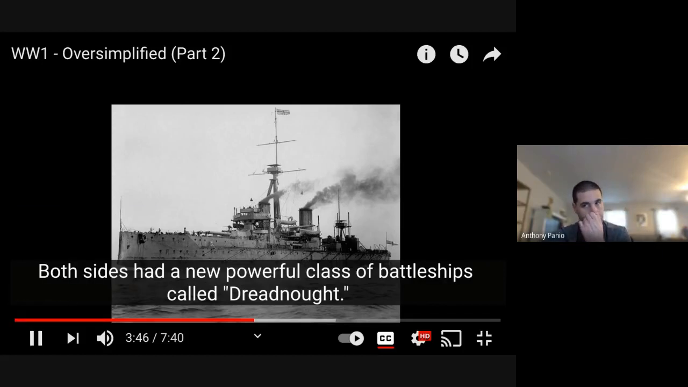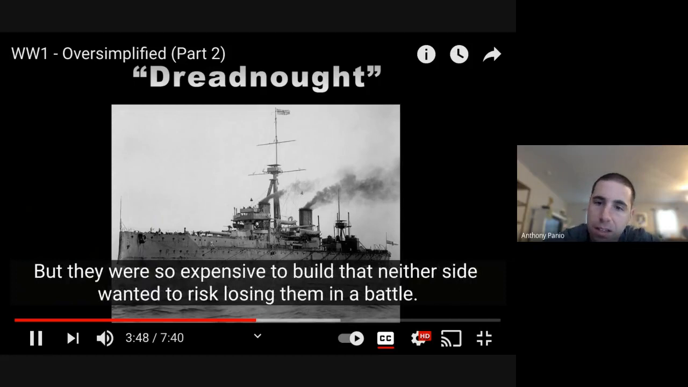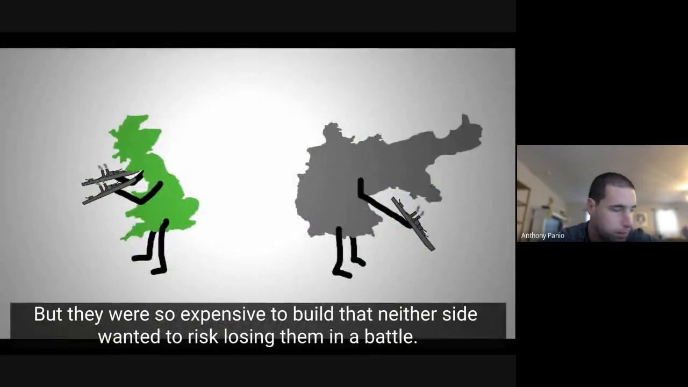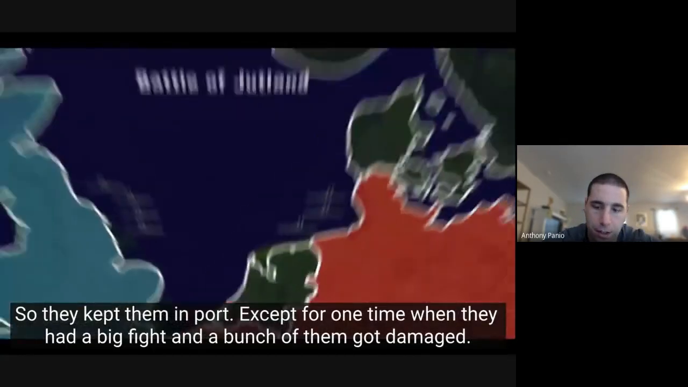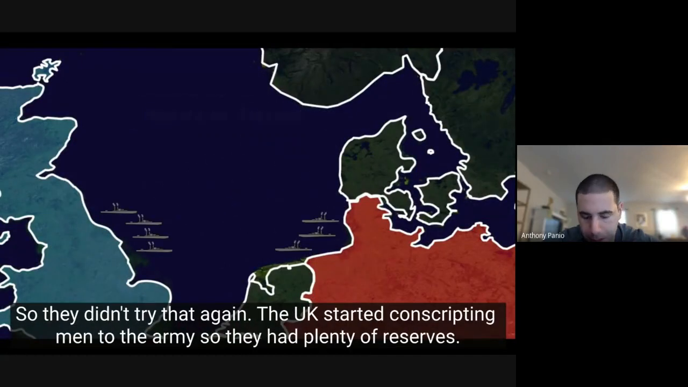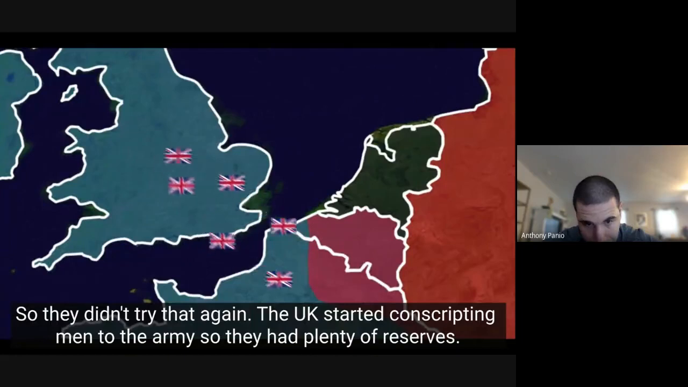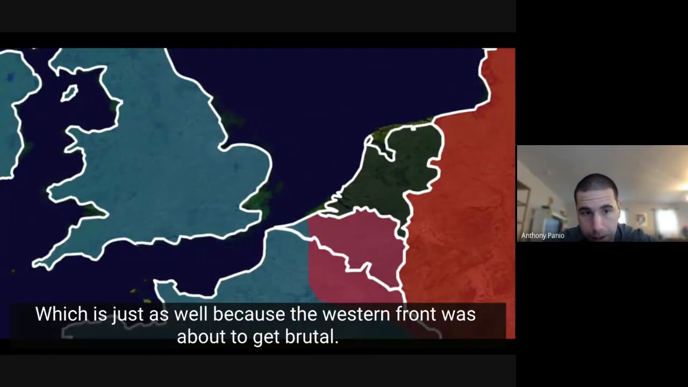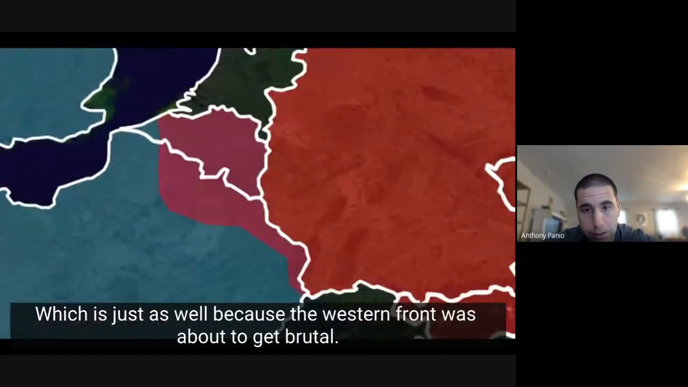Both sides had a new powerful class of battleships called dreadnoughts, but they were so expensive to build that neither side wanted to risk losing them in a battle, so they kept them in port, except for one time when they had a big fight and a bunch of them got damaged, so they didn't try that again. The UK started conscripting men to the army, so they had plenty of reserves, which is just as well because the Western Front was about to get brutal.